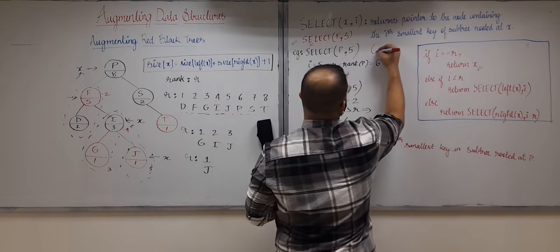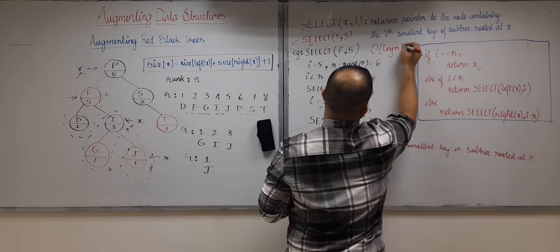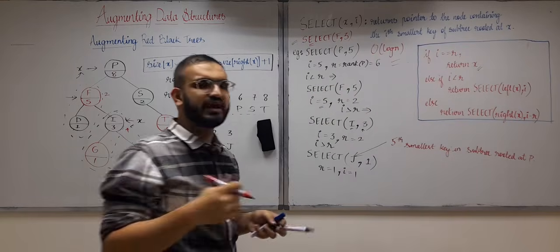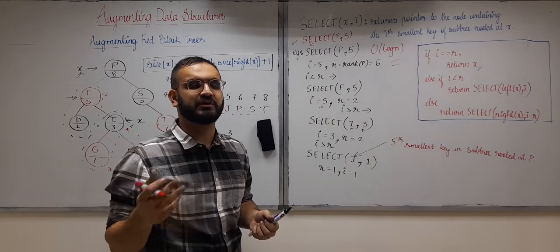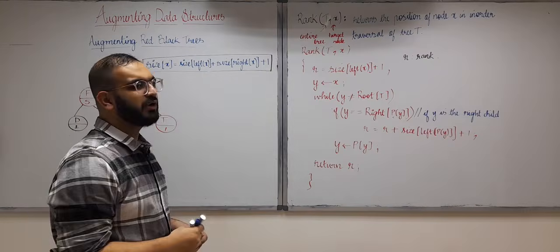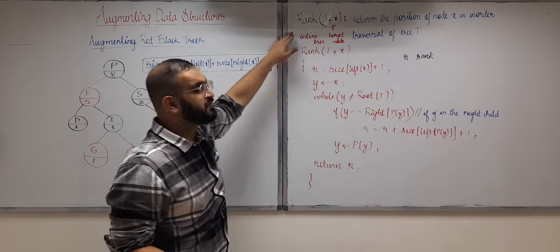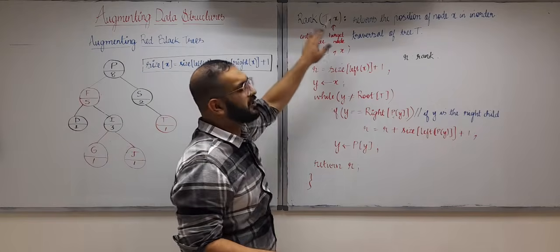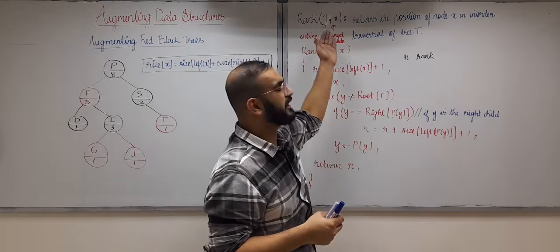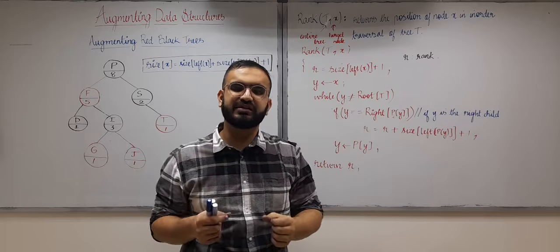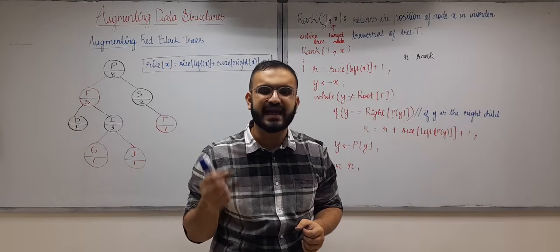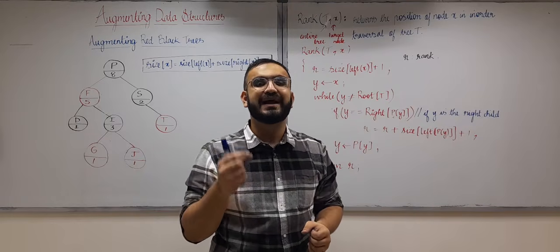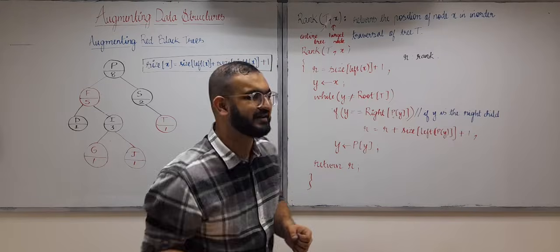So the time complexity will be order of log n, right? So now let us look at the next operation, that is the rank operation. Now let us look at the second operation that we need to add in our augmented red black tree, that is the rank operation. So what does the rank function return? It returns the position of node x when we do an in-order traversal of the entire tree.